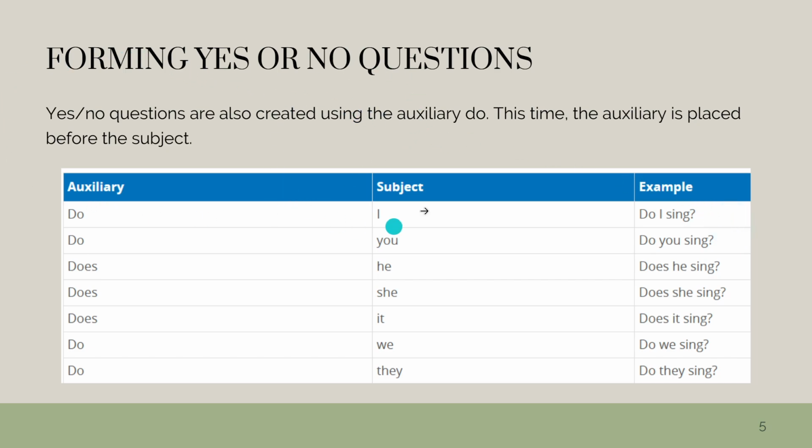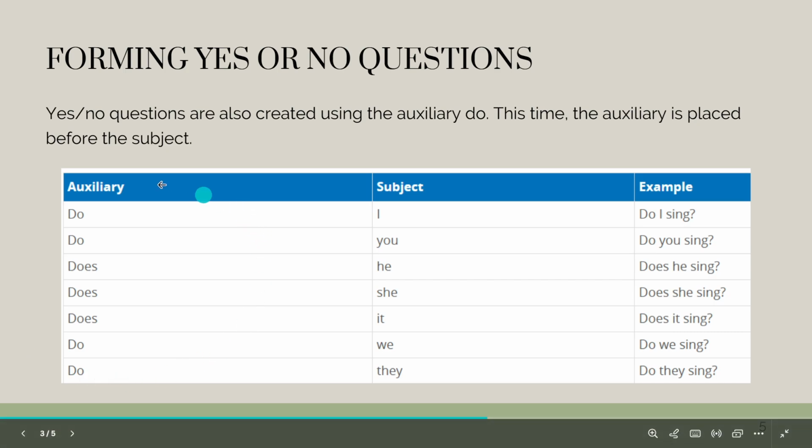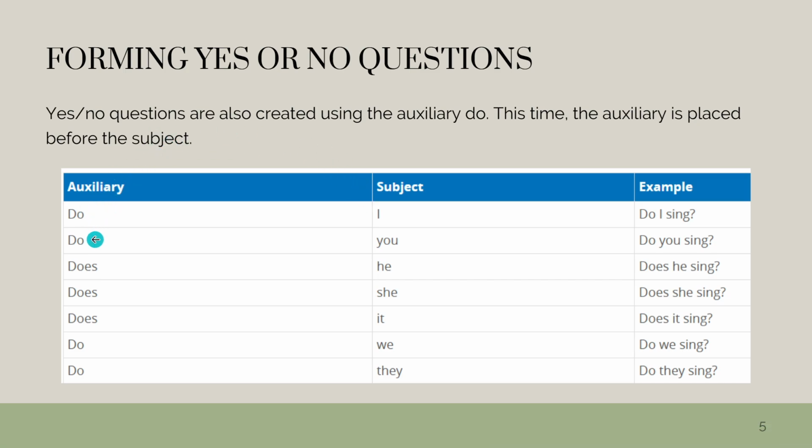So now we move on to yes or no questions. Now they're also created using the auxiliary do. However, first you put that auxiliary, then the subject, and then the rest of your sentence. So over here we have do I, do you, and once more, the exception with the third person pronouns. Does he, does she, and does it. Do we and do they.